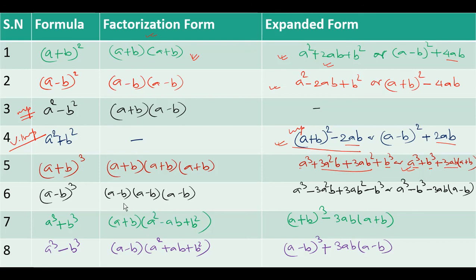Similarly, a minus b whole cube is this product. You can generalize it, and here also you can generalize a cube minus b cube. From these two middle terms, if we take minus 3ab common, then here remains a, and this sign becomes minus, and in the second term it remains b. So a cube minus b cube minus 3ab times a minus b is the expanded form.